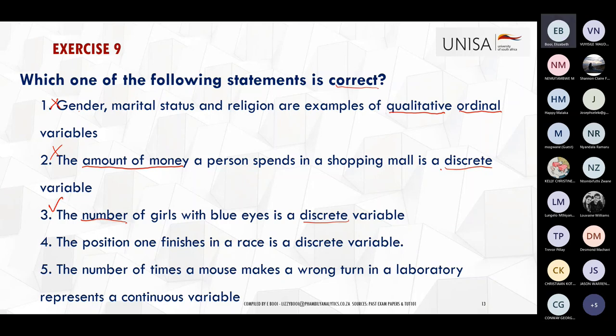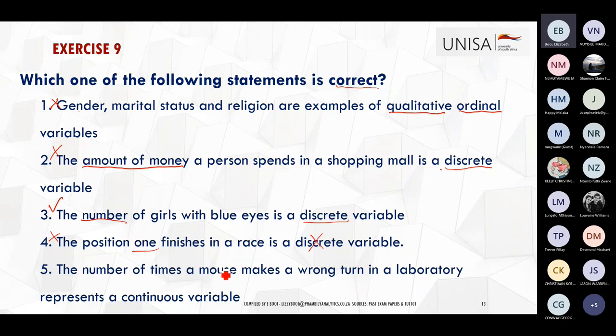The position one finishes in a race is a discrete variable. You can finish in position 1, position 2, position 3. And this is where categorical data comes in, because if they represent a position, it is discrete, a counted value which represents number one, number two, number three, number four. But you just need to remember that positions one, two, three, and four are not quantitative, they are qualitative. So we use positions to represent a category. So that is also incorrect.